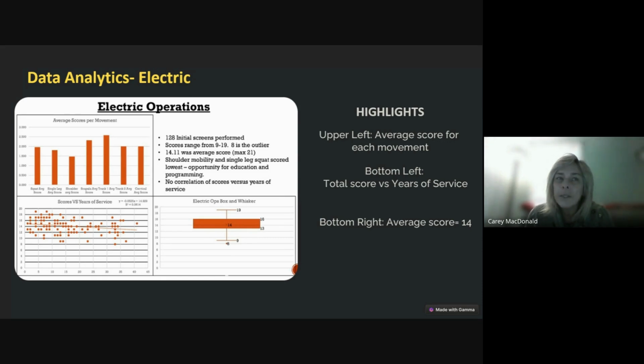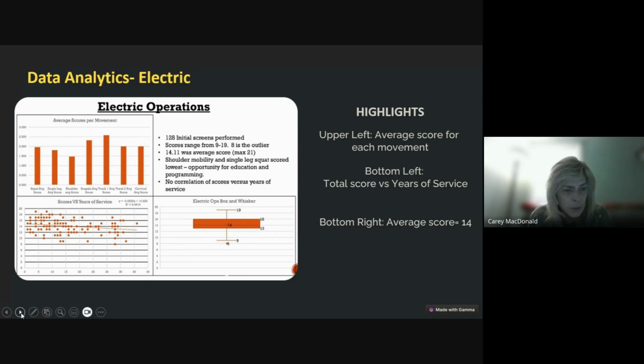So I would say we did get more with the older population. I don't have it listed here, but I could find it if you're really interested, what the average years of service was. It tended to be more in the 10 to 15 years of service range.